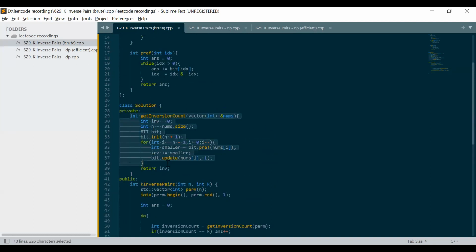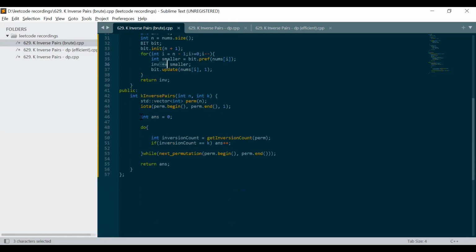In the function get inversion count, we get nums, that is the current permutation, as a parameter. We then initialize a Fenwick tree of size n plus 1, and then we iterate from the back. For each element in nums, we try to find out how many smaller elements have been encountered till now, which will be given by the prefix function of the Fenwick tree. And then we add this smaller count to the inverse count variable. And finally, we return the inverse count. So we do that for every such permutation and check if that inversion count is equal to k. If it is, then we increment our answer and then finally we return it.